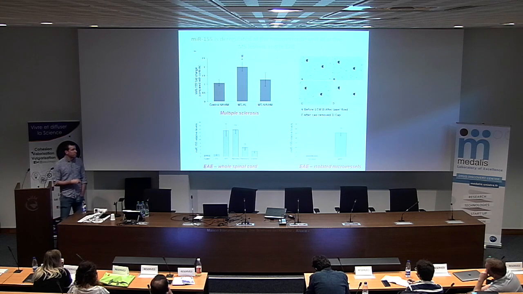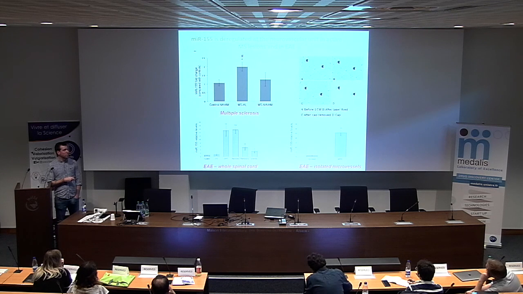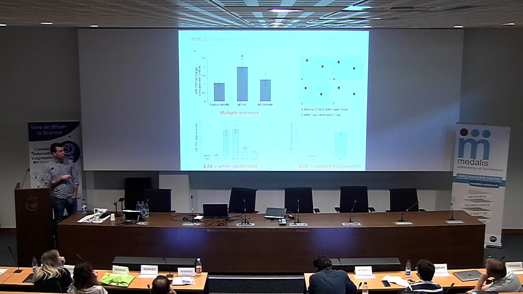For that, we used laser capture microdissection, in which you can specifically select microvessels from your brain tissue, isolate the RNA from them, and then do RT-qPCR assays. We analyzed microvessels isolated from acute lesions in MS tissue, and there was a significant increase in the expression of microRNA 155 when compared to microvessels isolated from regions of normal-appearing white matter of both MS and healthy donor tissue.